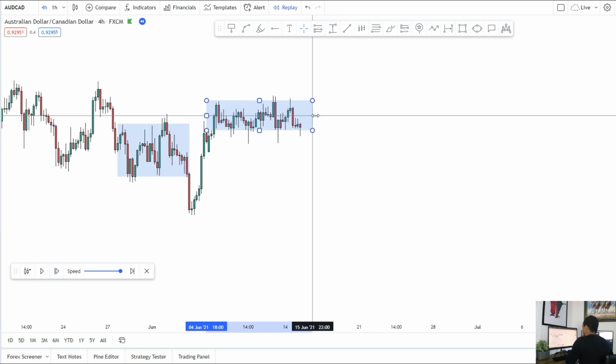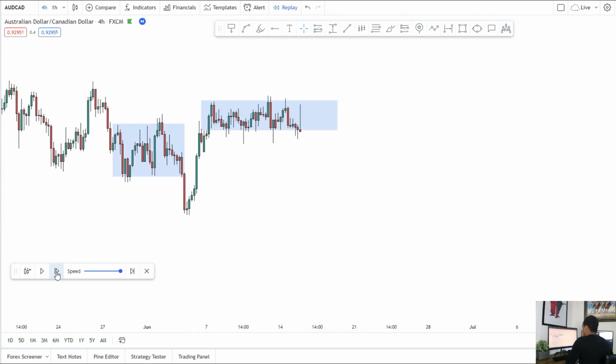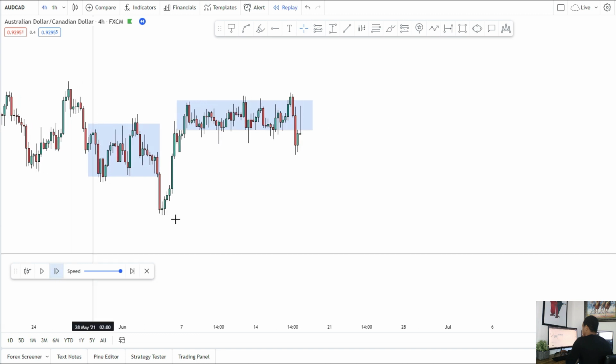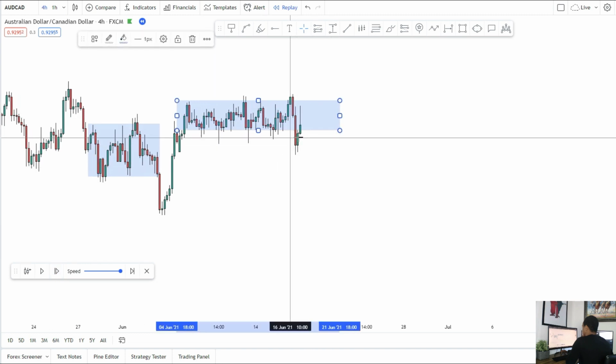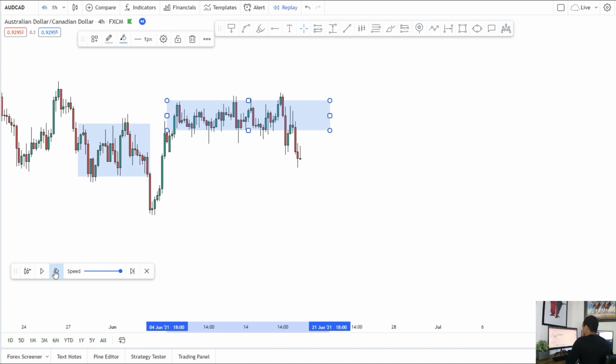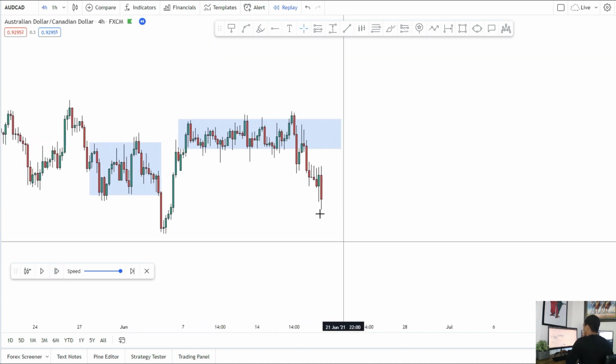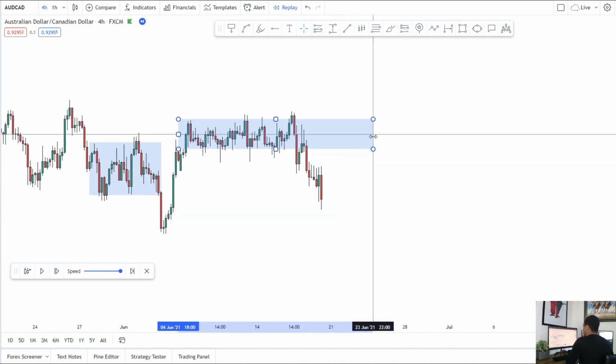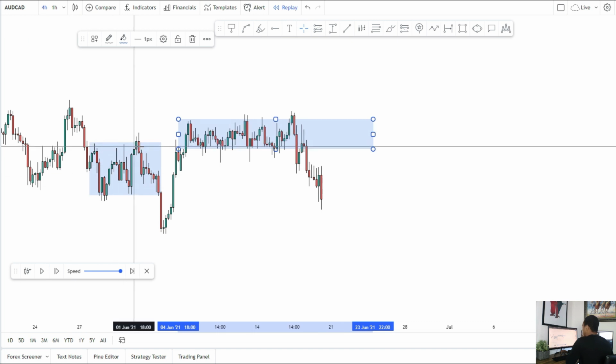Okay, we're still ranging, still stuck in that area. Again, still stuck in that area. Again, false break there, not enough for us. Okay, that looks a lot better. Nice impulsive push to the downside there, really breaking out of that range, and that's what we're looking for.